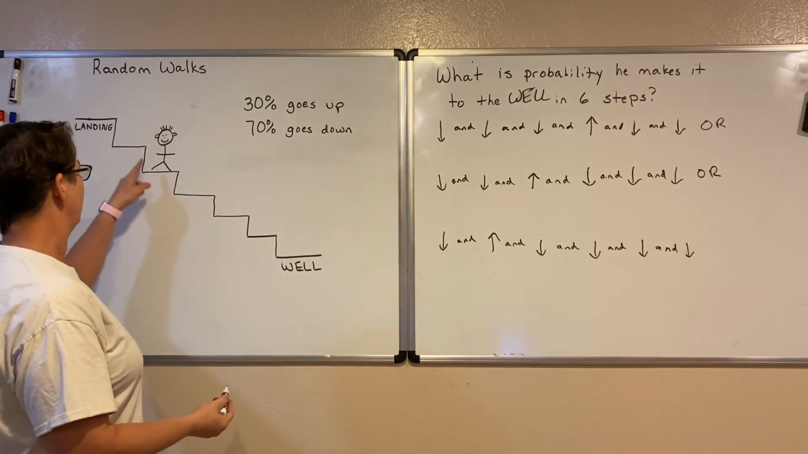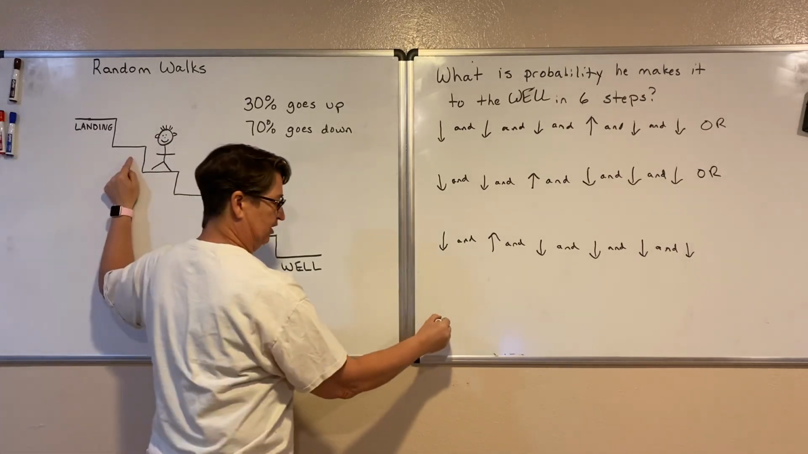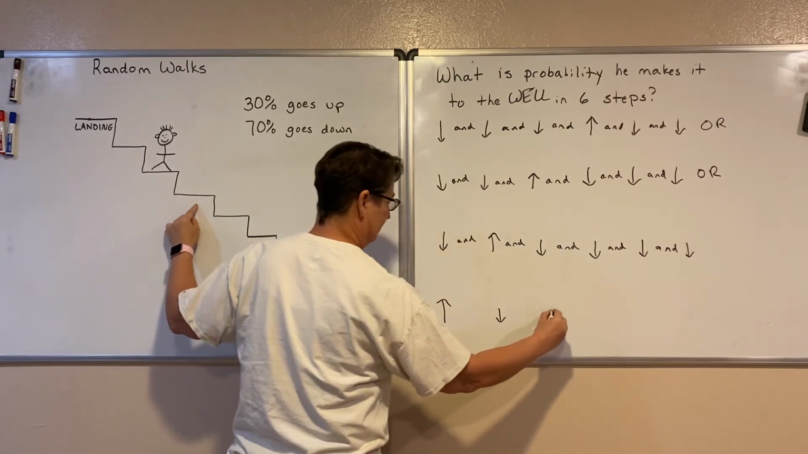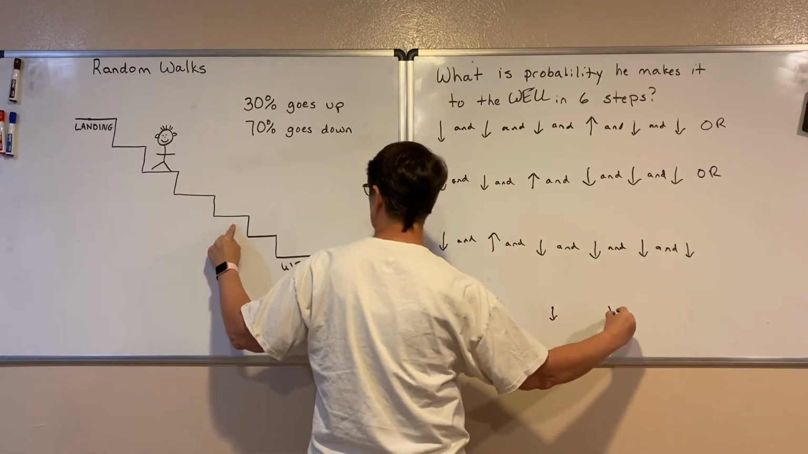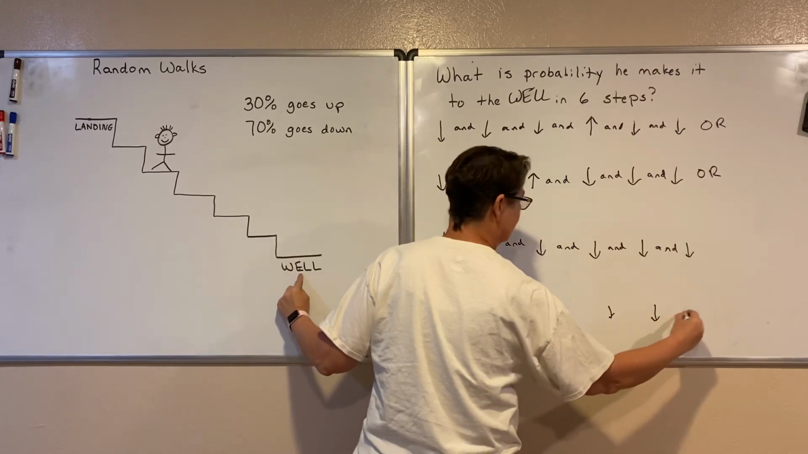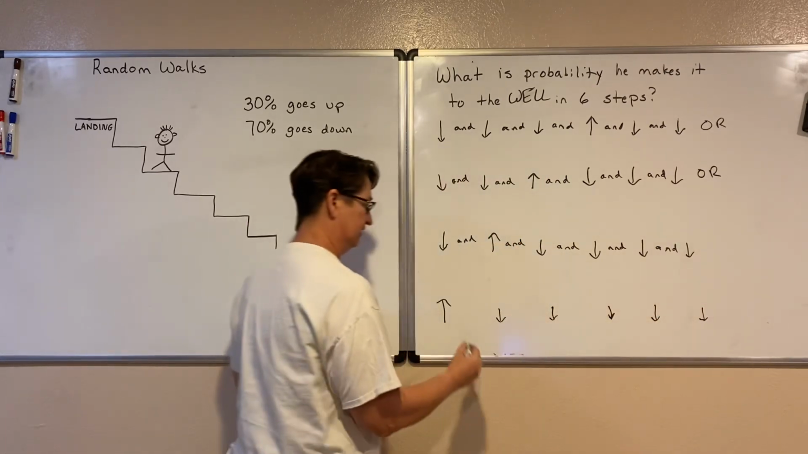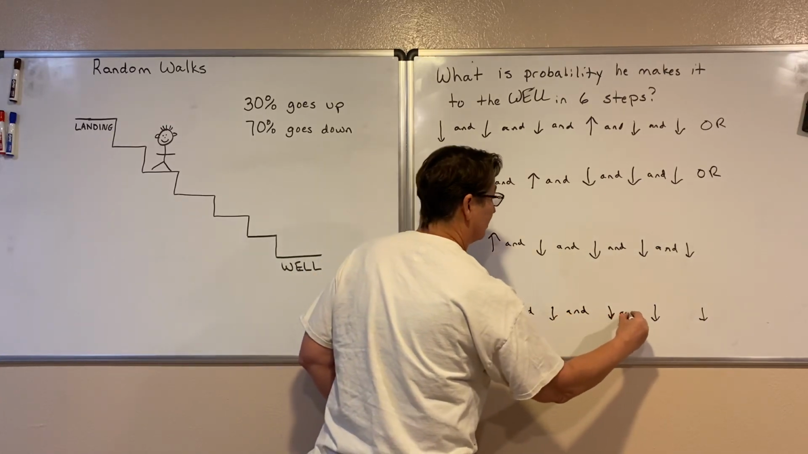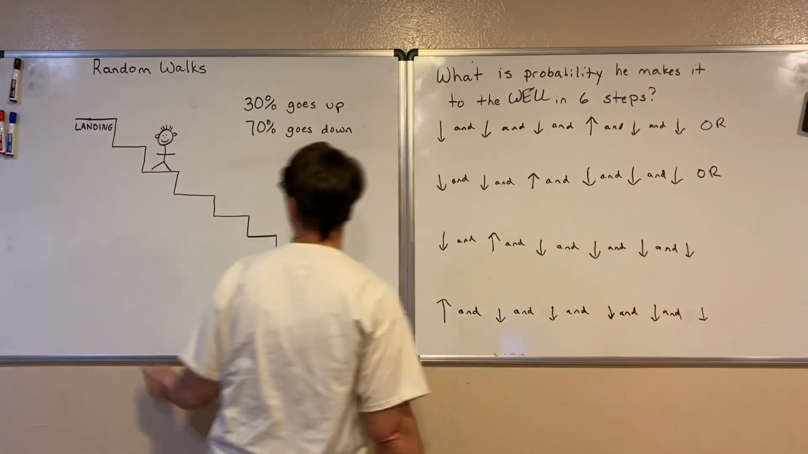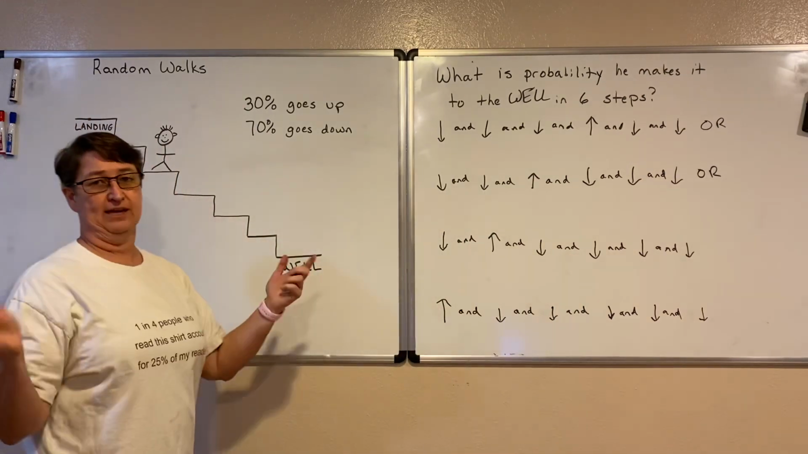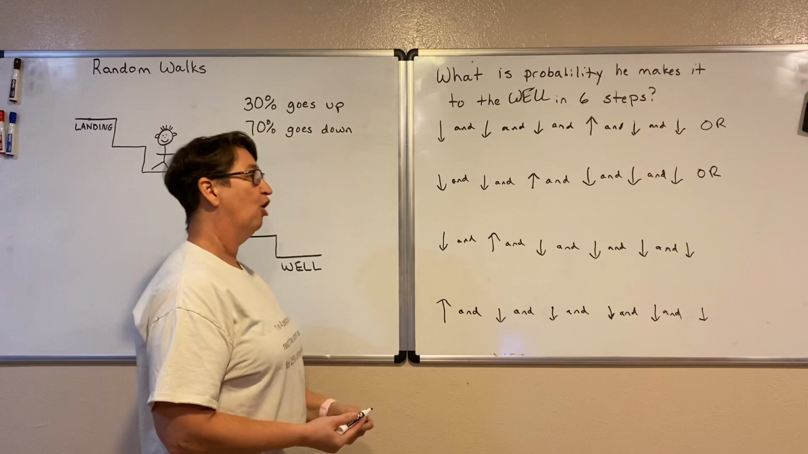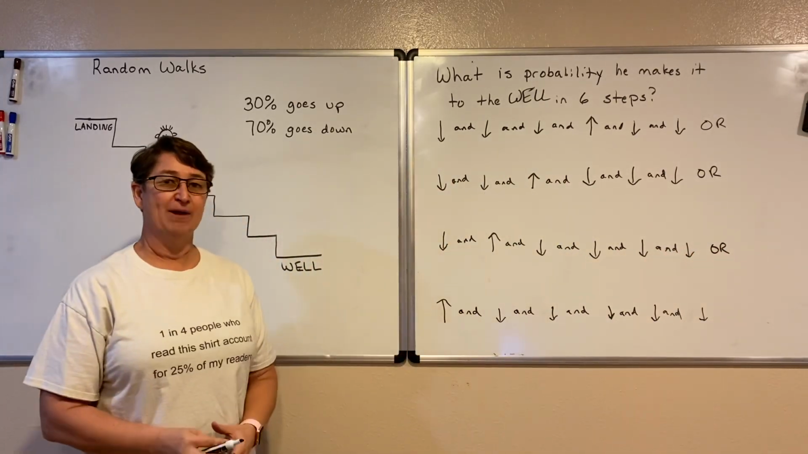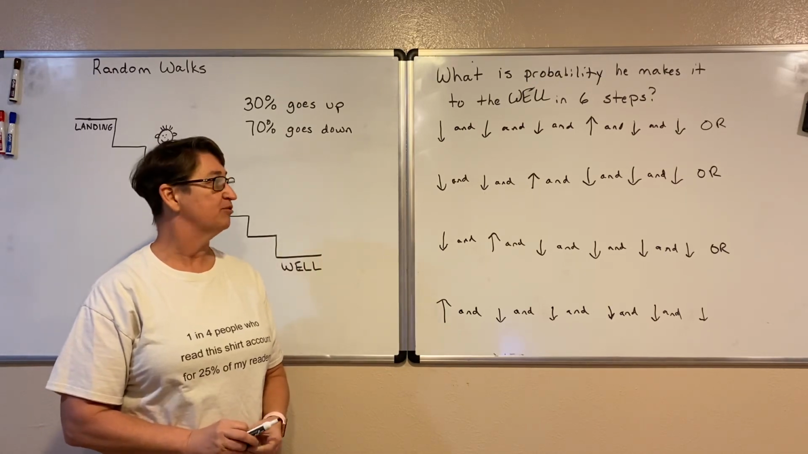Let's try, what if he goes up first? Let's see if he goes up first, can he make it down? So up and down and down and down, and down, and down. Oh, there's another way that he can do it in 6 steps. Make it down to the well. What about if he goes up 2 steps? Let's try that. Well, 1, 2, oh, he's at the landing. So that doesn't work either. So these are all the different ways that he can make it to the well in 6 steps.